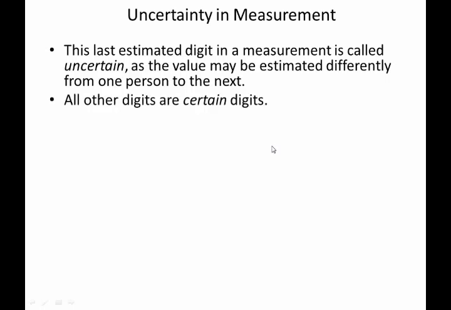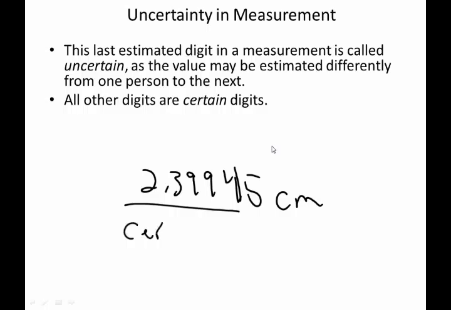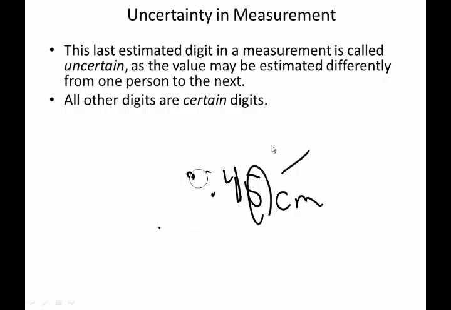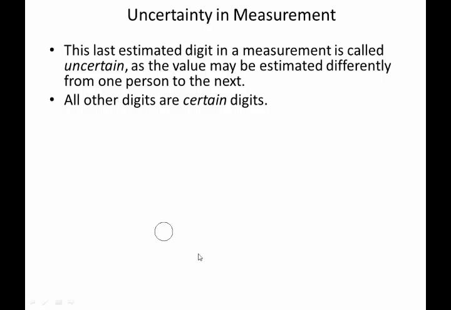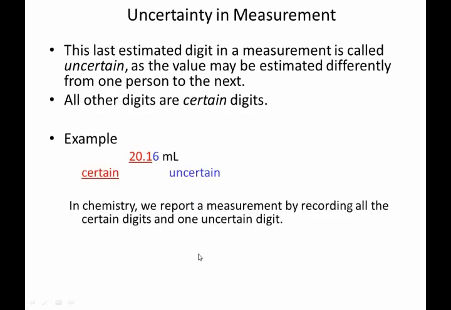So if you see a number, 2.39945 centimeters, right? These are all certain. This last one is uncertain, or it's the estimated digit, right? There's always a guess. There's always a rounding off, an estimation in the last digit anytime you see a number. And any number you write down, you're always going to be estimating. So if you see 20.61 milliliters, all the numbers I have in red are certain, and that blue one is uncertain. So in chemistry, we record all the certain digits and the one uncertain digit.